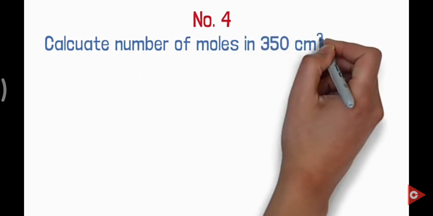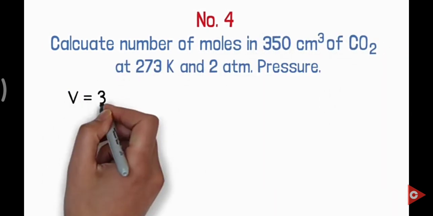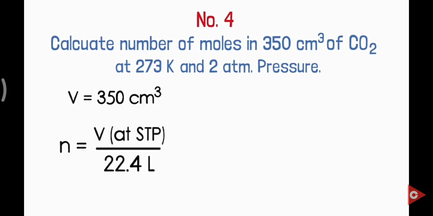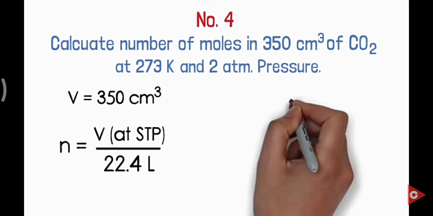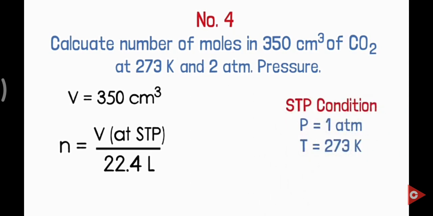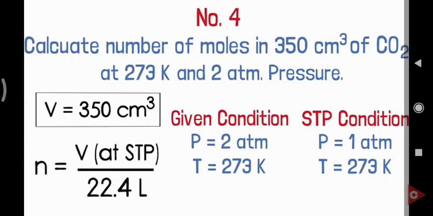Now next question. Calculate the number of moles present in 350 centimeter cube of carbon dioxide gas at 273 Kelvin and 2 atmosphere. सो इस क्वेश्चन में हमें वॉल्यूम दिया हुआ है और हमें मोल्स निकालना है. तो फॉर्मूला कौन सा यूज होगा? n इज इक्वल टू V एट STP अपॉन 22.4 लीटर. पर हमें इस क्वेश्चन में वॉल्यूम एट STP कंडीशन नहीं दिया है. STP कंडीशन इज प्रेशर इज इक्वल टू 1 एटमॉस्फेयर एंड टेम्परेचर इज इक्वल टू 273 केल्विन. क्वेश्चन में प्रेशर 2 एटमॉस्फेयर है और टेम्परेचर 273 केल्विन. सो सबसे पहले हमें वॉल्यूम को STP कंडीशन में चेंज करना होगा.